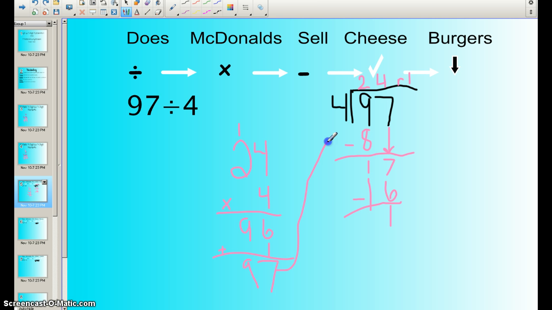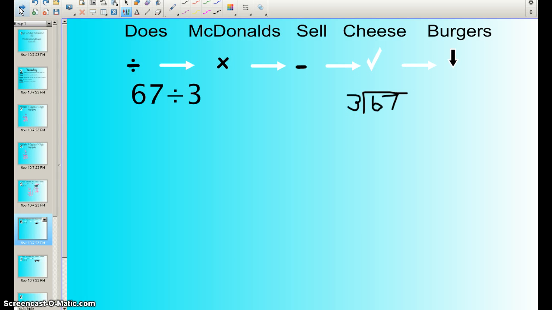Look right here. That matches my dividend. So good job. I've got that one correct. All right, let's go ahead and try another problem.